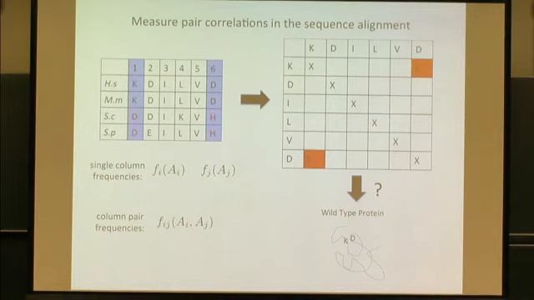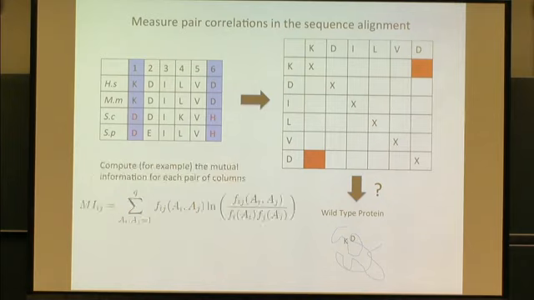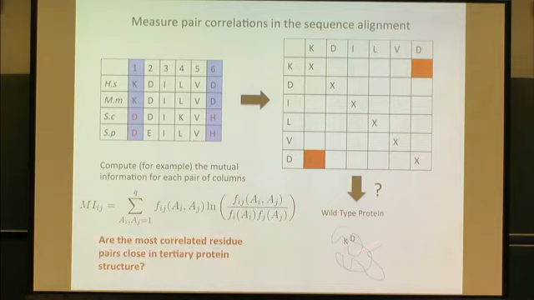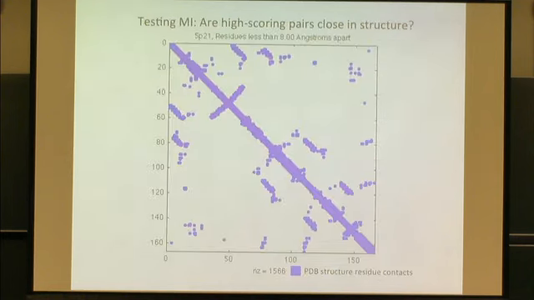I'm going to consider the column pair frequencies. So how often does the pair K and D occur compared to how often does K occur and how often does D occur, right? It's a very simple statistical kind of measure. One thing I might use is mutual information. So I can compute the mutual information for each pair of columns. So if I do that, do I end up with high scoring residue pairs? By residue pairs, I mean like 1 and 6 here, corresponding to contacts in 3D. Well, that's a very simple question. We can test that very easily.